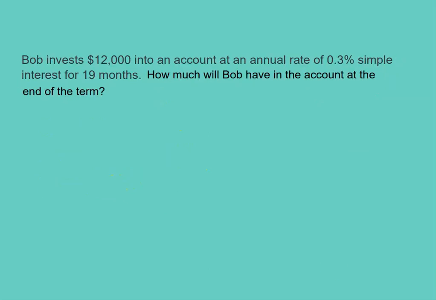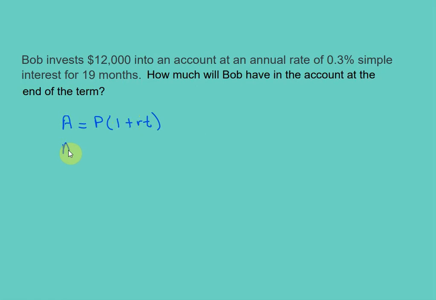Let's look at another example of simple interest over time. Bob invests $12,000 into an account at an annual rate of 0.3% simple interest for 19 months. How much will Bob have in the account at the end of the term? They're wanting to know the total amount in the account at the end of the term. So we're going to use A = P(1 + rt).